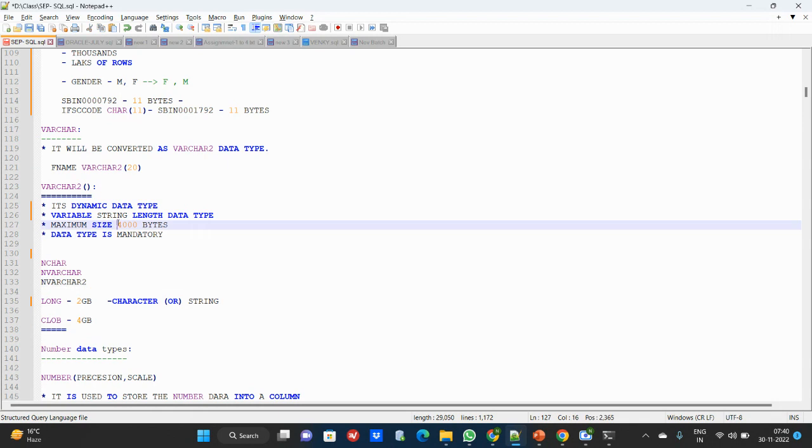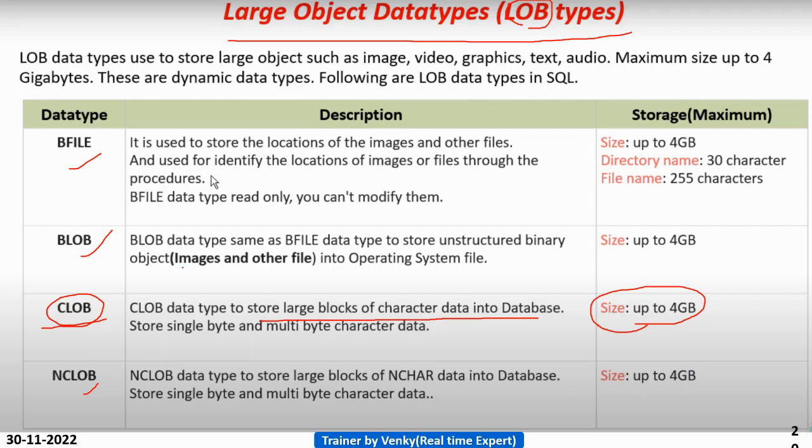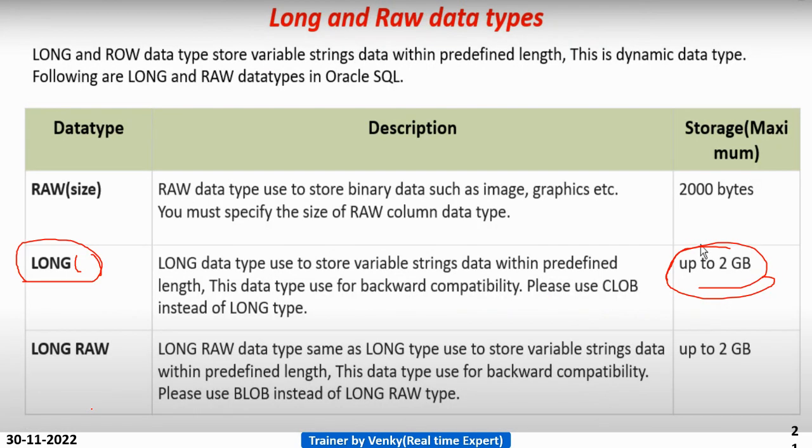So more than 4000 bytes, if I want to insert, I need to go for the long. Up to 2 GB it will allow. More than 2 GB, if I want to insert, up to 4 GB I can insert by using CLOB. CLOB means character large object. In the same way, along with CLOB, NCLOB is also there.